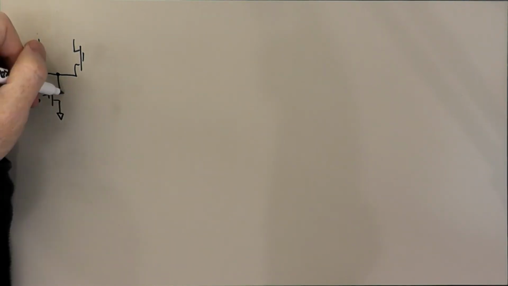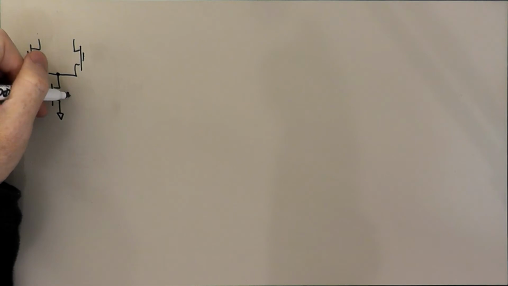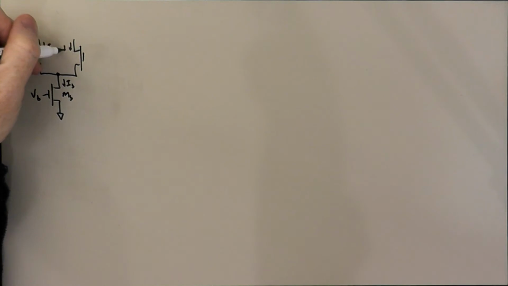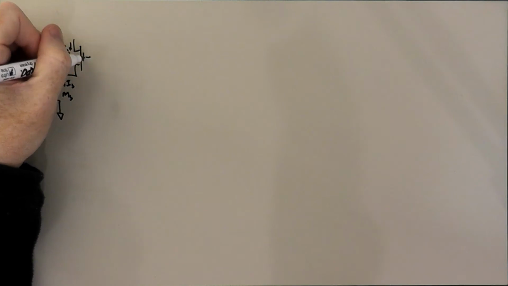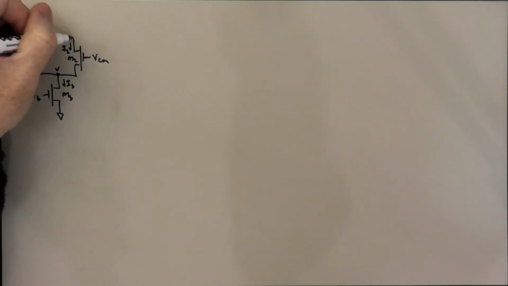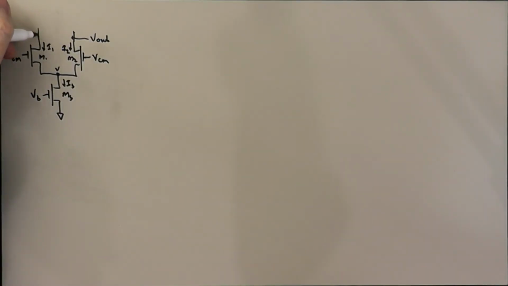Bias transistor, it's not MB, it's VB. This is MB. Bias current IB, I1, I2, M1, M2, and we're going to assume that we have a pure common mode input, VCM on both sides, and we have basically the output voltage here, and we're going to call this internal node here V3.